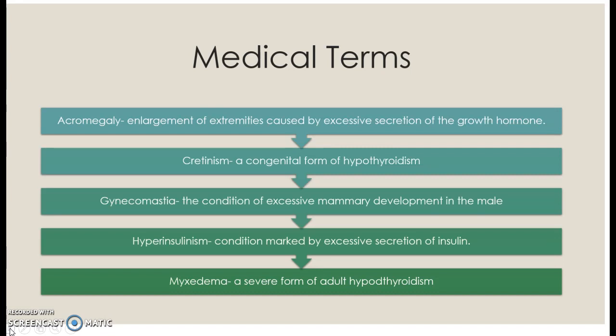Gynecomastia is a condition of excessive mammary development in the male. Hyperinsulinism is the condition marked by excessive secretion of insulin. And myxedema is a severe form of adult hypothyroidism.